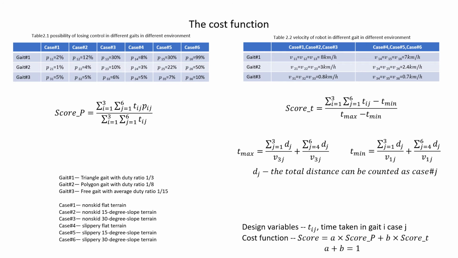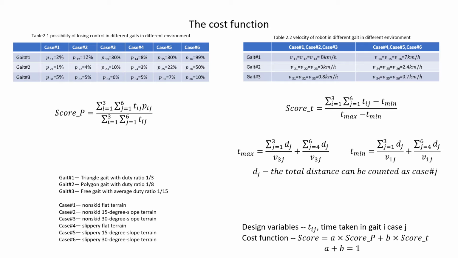First, the cost function is to evaluate the best pattern. In my project, I choose 3 gates as choices and consider 6 circumstances, which is a combination of 2 weather conditions, non-skid and slippery, and 3 terrains: flat, 15-degree slope and 30-degree slope.